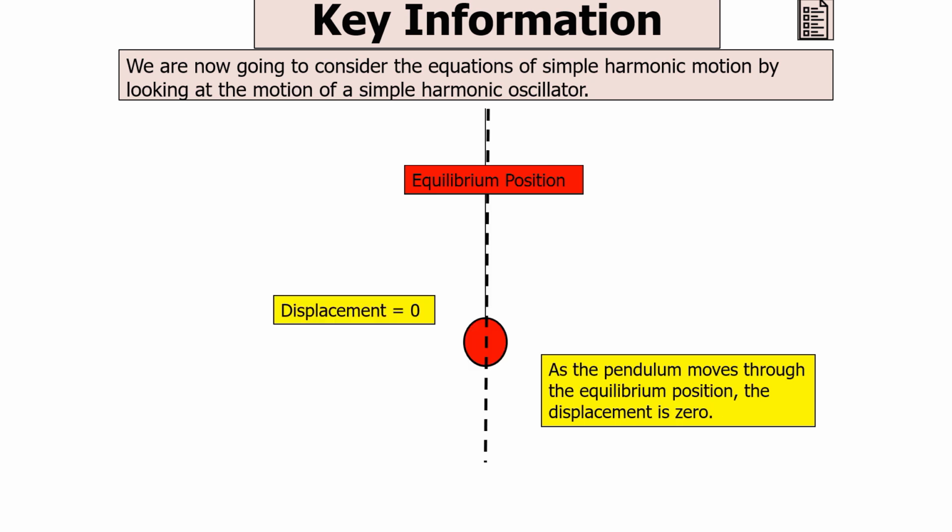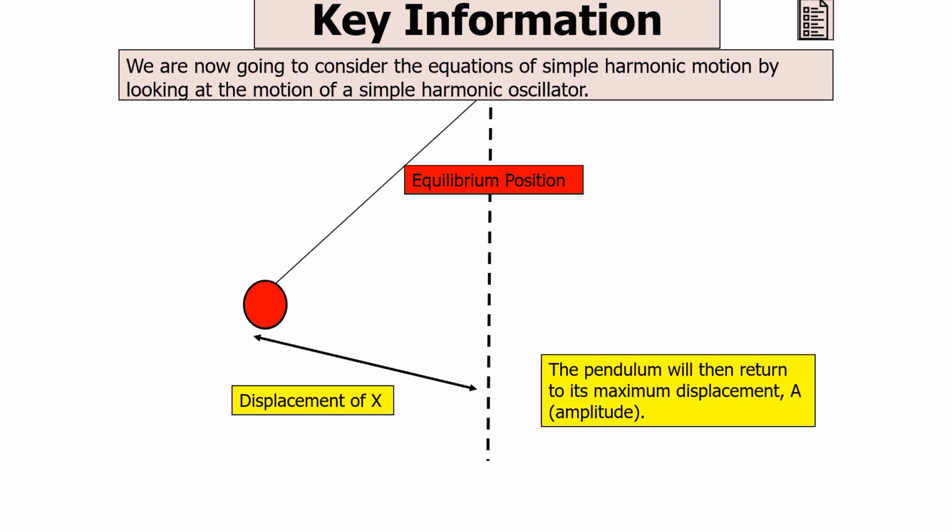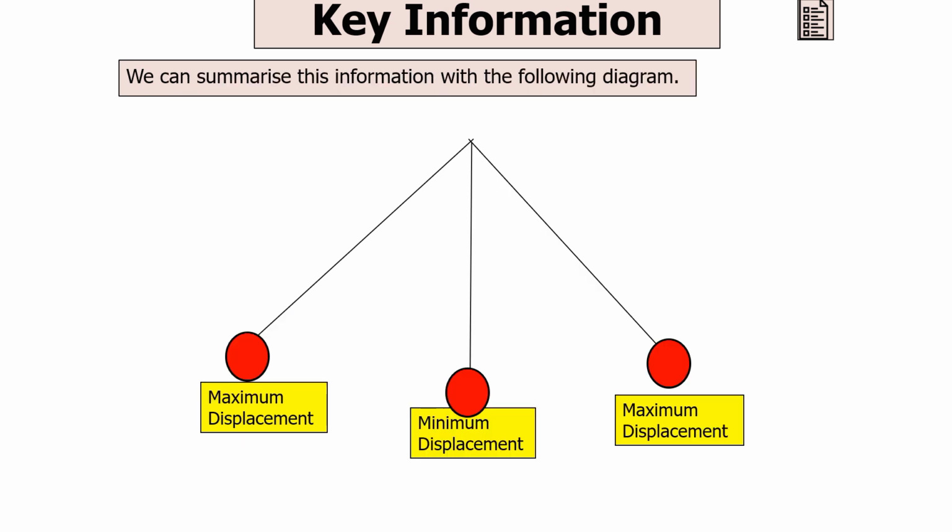Back to our equilibrium position, again its displacement is zero. Now at this point the body has inertia, so it will keep moving past the equilibrium position. Then the pendulum will return to its original maximum displacement, the amplitude A. So we can summarise this information with the following diagram.